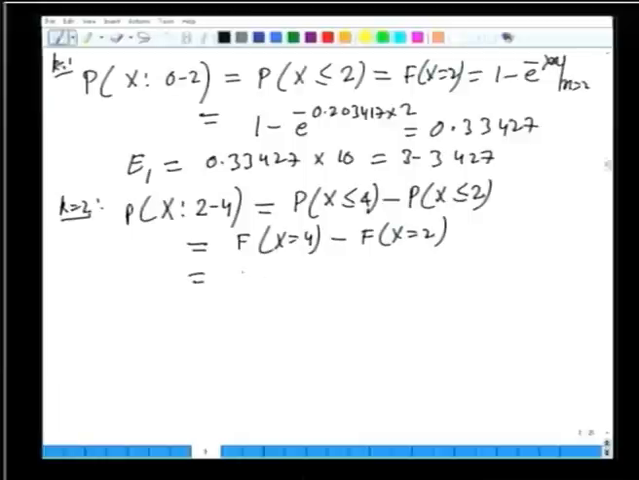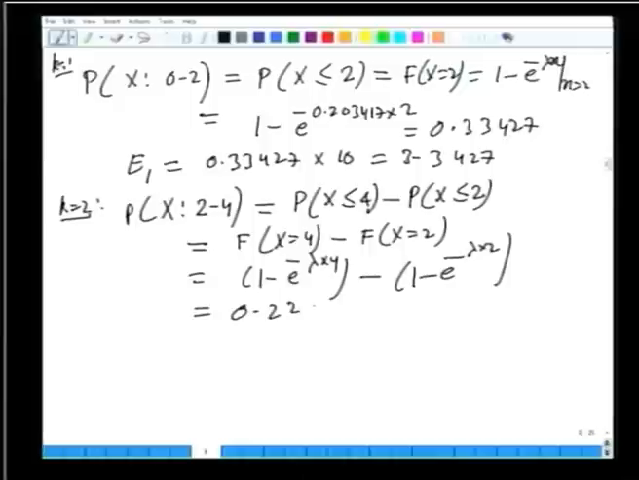What is this? This is 1 minus e to the power minus lambda times 4, right, minus 1 minus e to the power minus lambda times 2. I am not putting the value of lambda here. You can put the values of lambda and simplify this. What you are going to get is this number, 0.222521415. All right, we can chop off the digits here. That will give you E2 as what? 10 times this, which is 2.225, okay, and so on.